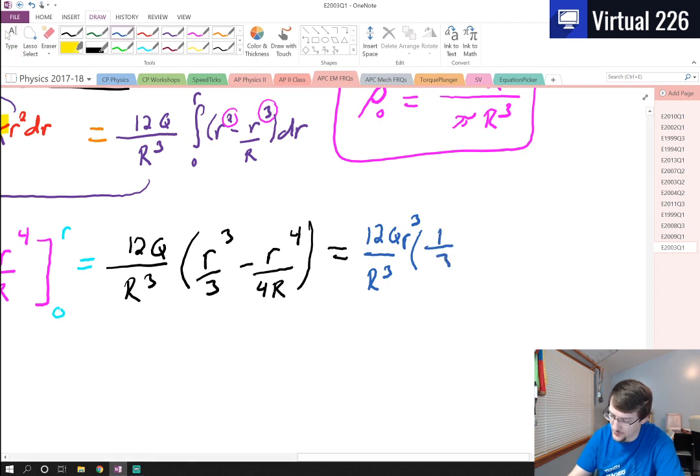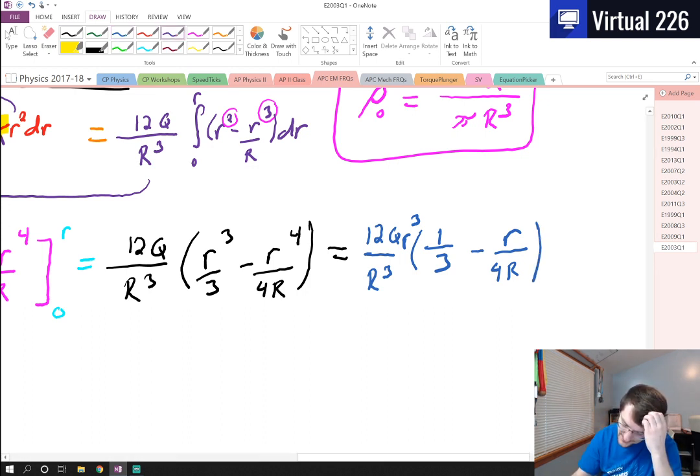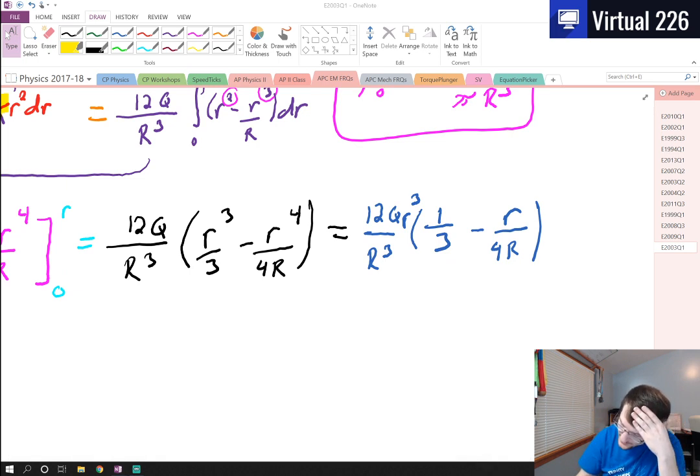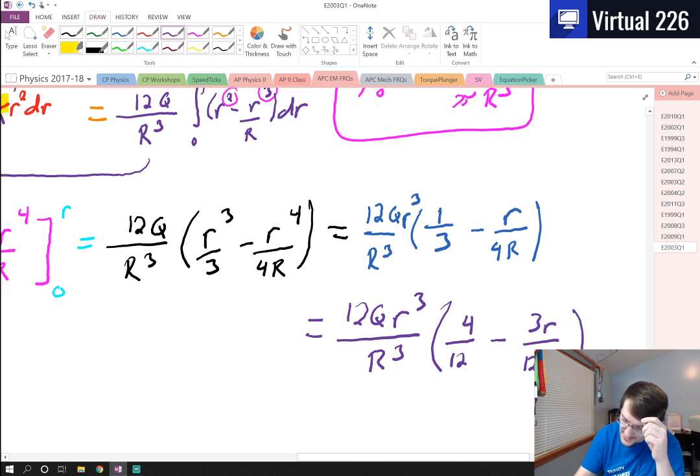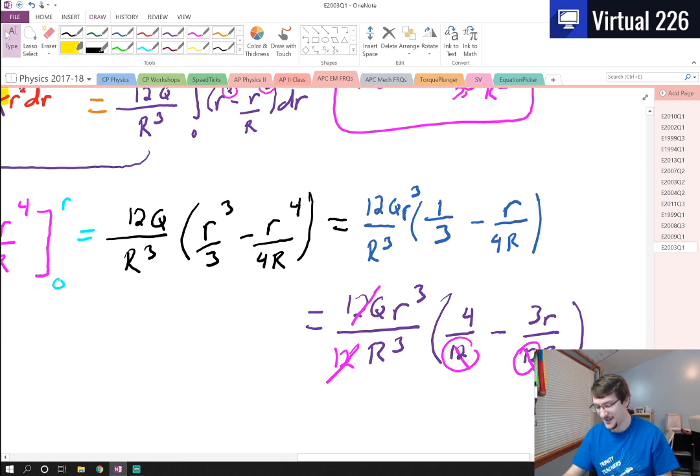So 1 over 3 minus r over 4R. And then if we common denominator this to make them 12s in the bottom, then we can say that this becomes 12q r cubed over big R cubed times 4 over 12 minus 3 little r over 12 big R. And that allows me to pull a 12 out there and there. And since I pulled a 12 out, the 12s cancel or divide out.